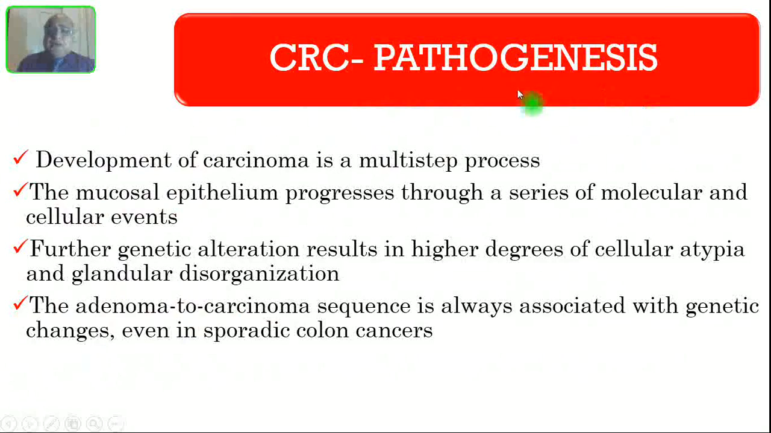Coming to the actual pathogenesis, the development of carcinoma is a multi-step process. The mucosal epithelium progresses through a series of molecular and cellular events. Further genetic alteration results in high degrees of cellular atypia and glandular disorganization. The adenoma to carcinoma sequence is always associated with genetic changes, even in sporadic colon cancers.